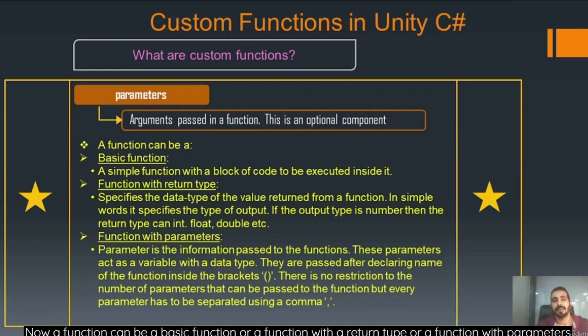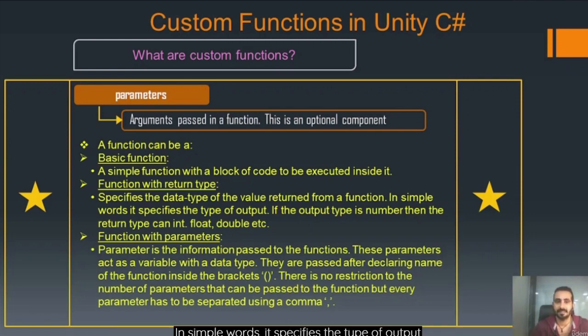Now a function can be a basic function, or a function with a return type, or a function with parameters. Basic function is basically a simple function with a block of code to be executed inside it. Function with return type specifies the data type of the value returned from a function. In simple words, it specifies the type of output. If the output type is number, then the return type can be int, float, double, etc.